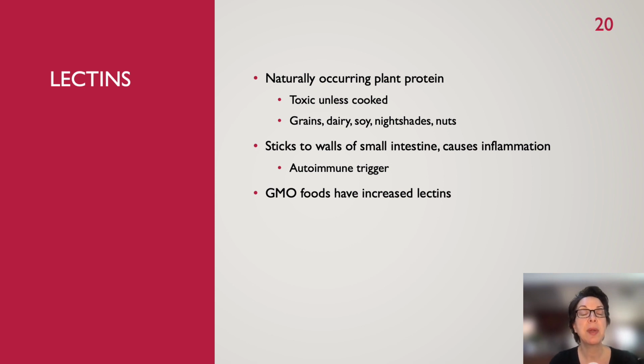Lectins are another type of protein. It's a plant protein that occurs in grains, dairy, soy, nightshades, and nuts. So nightshades are like peppers, potatoes, tomatoes, eggplants, and they're toxic unless they're cooked. And lectins can cause inflammation by sticking to the walls of the small intestine, and this is an autoimmune trigger. And genetically modified foods usually have increased lectins, so it makes them more inflammatory.